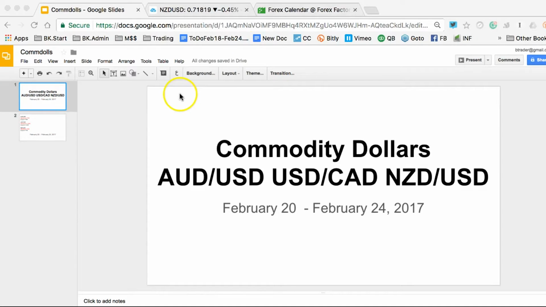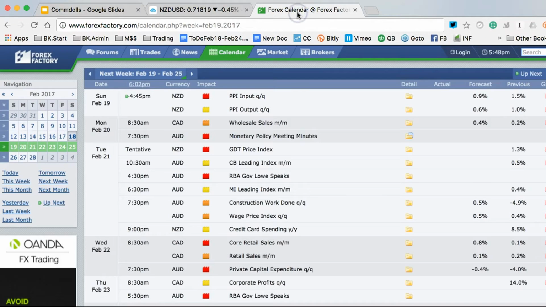This week, ironically enough, I think we have more data on the commodity dollar side than we have on even the major side. There's New Zealand PPI as we start the week. There is Canadian wholesale sales. We have monetary policy meetings. We have the dairy auction again in New Zealand, which will be interesting to see because I think it actually performed quite well the last 3 or 4 times.